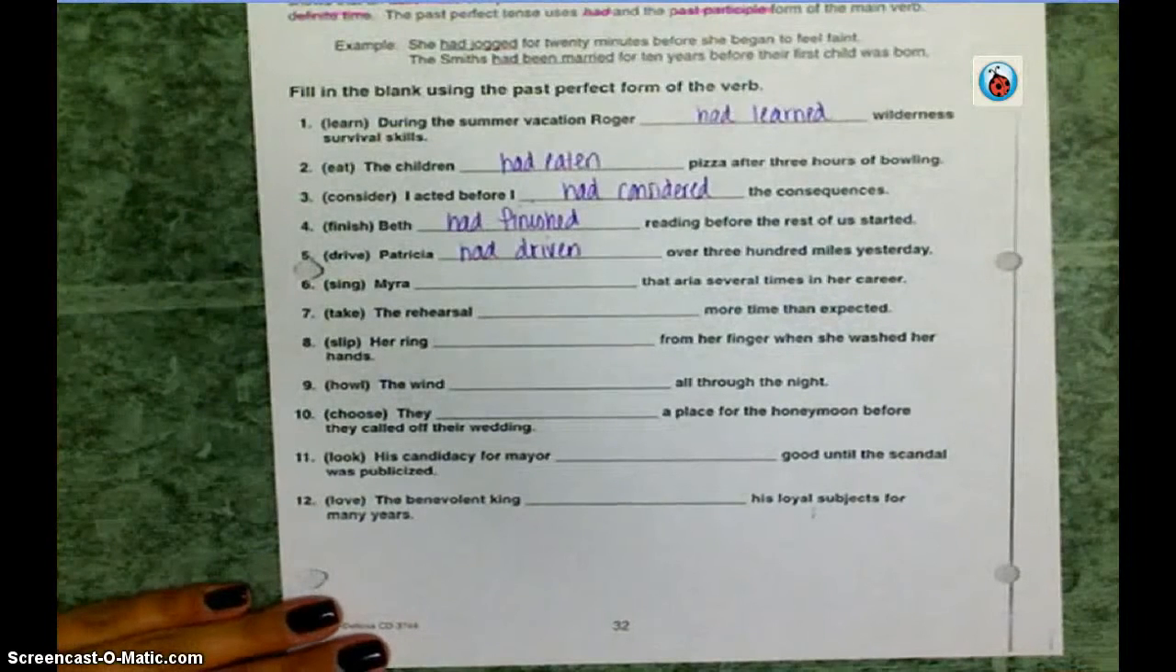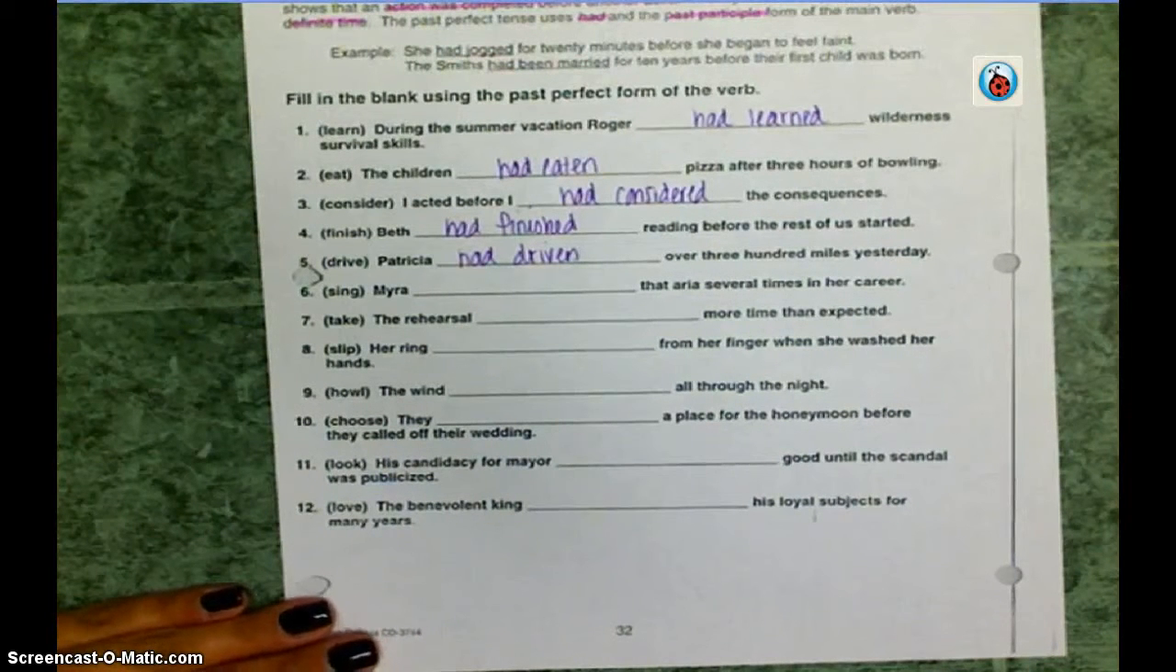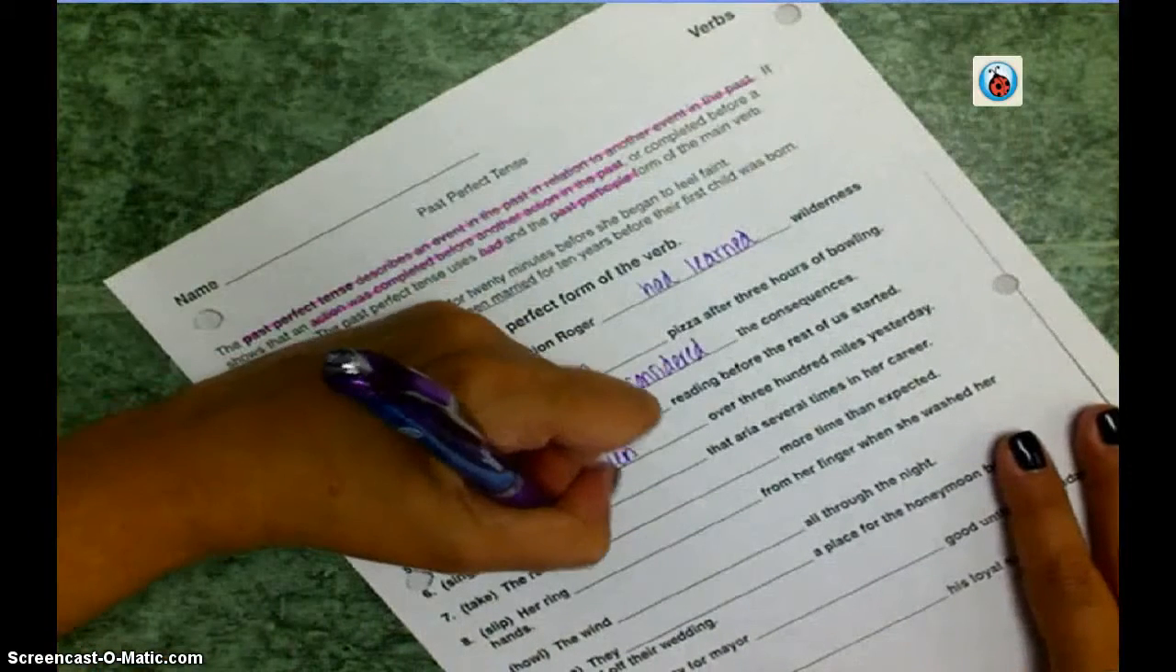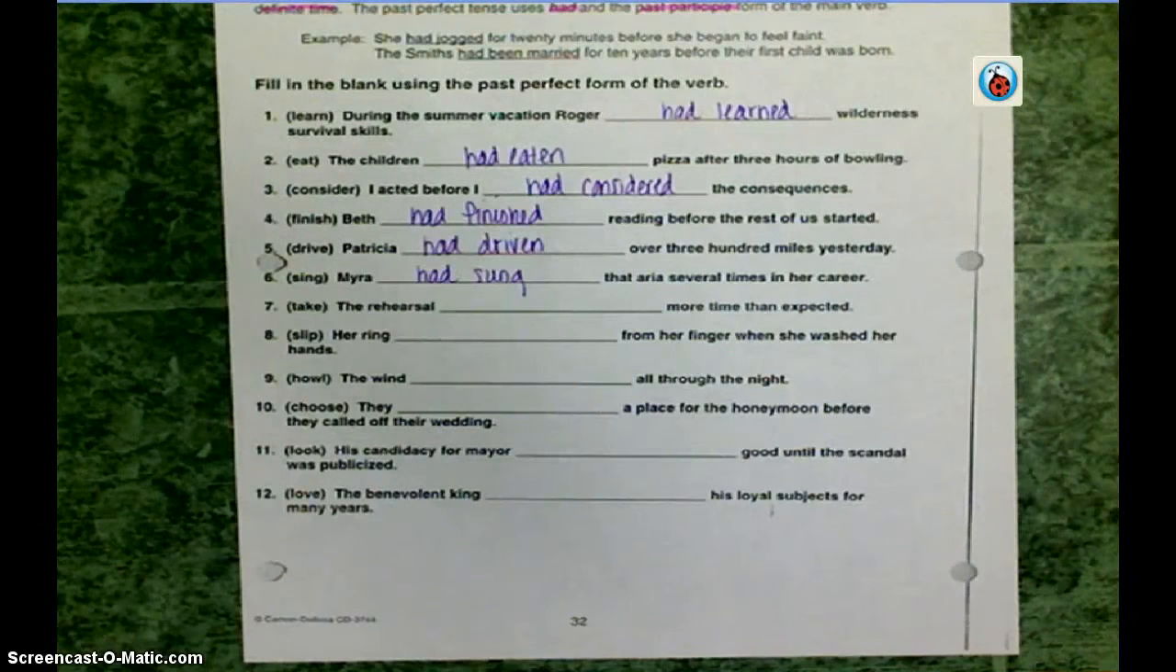Number 6, Myra blank that aria several times in her career. What did she do? Did she singed? Did Myra had singed? Nope. She had sung. Not had sang. Today I sing, yesterday I sang, but the past participle is sung.